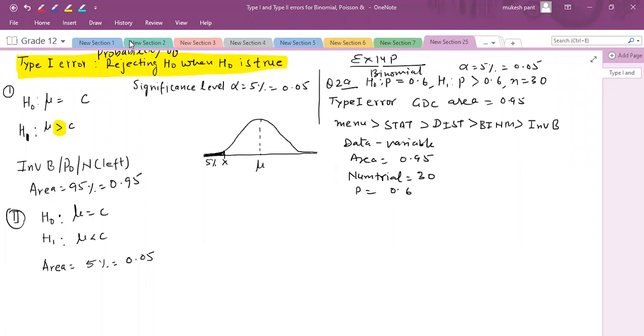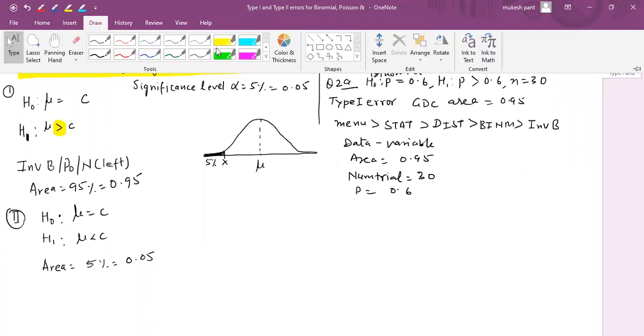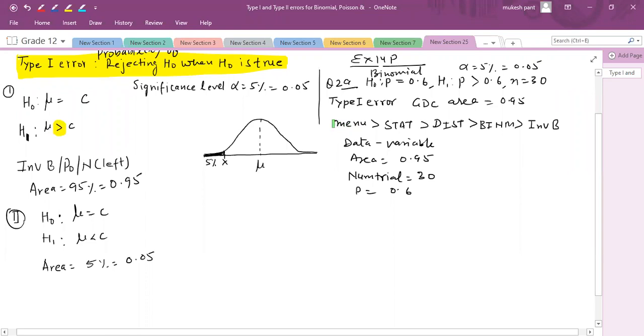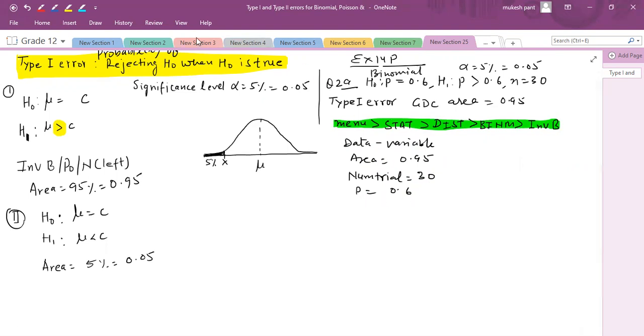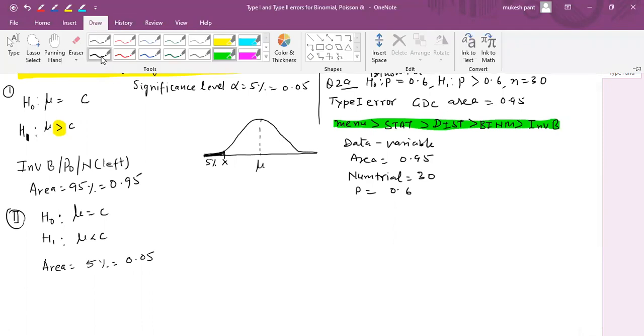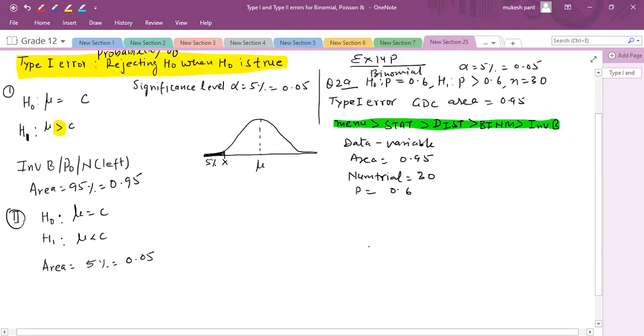I have written here the steps which you will follow in your GDC. First, you press menu, then stat, then distribution, then binomial, then inverse variable, and you will have this on your GDC display. You will input the data. For the variable area, you will write 0.95, the number of trials for this question is 30, and the probability of success is 0.6 for this question. Now we have to find the critical region.